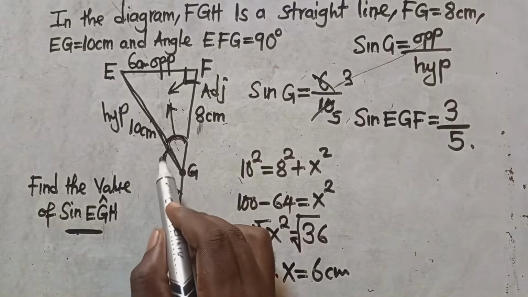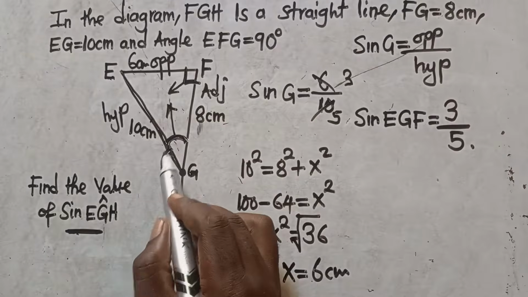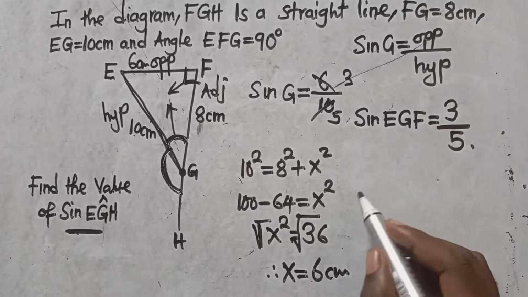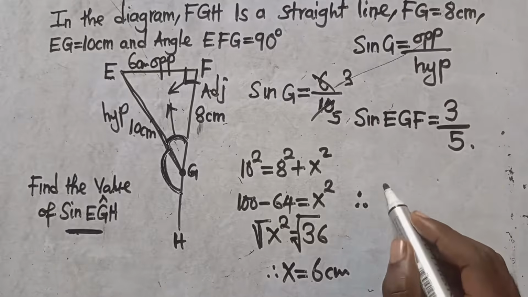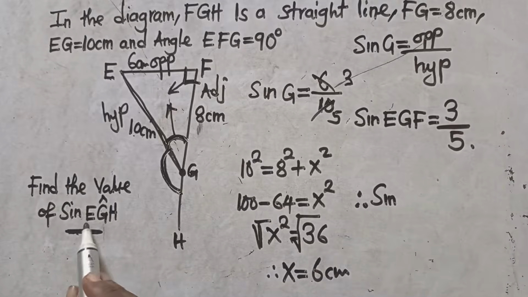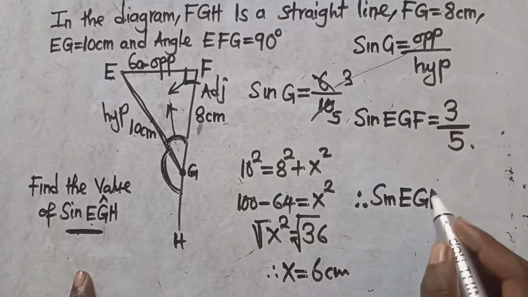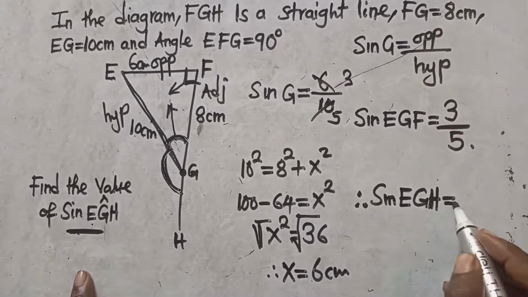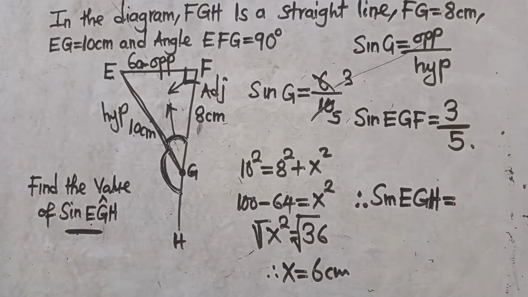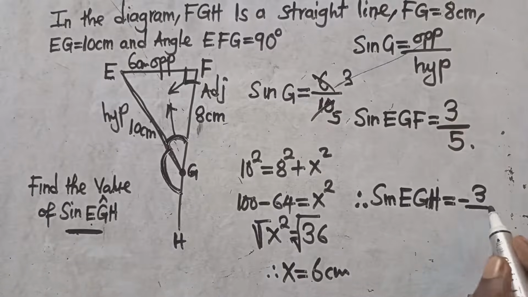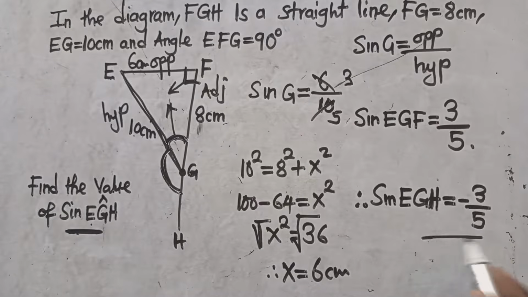But we are asked to find what is outside. What is outside, you just get the negative of what is inside. Therefore, sine EGH, which you are given in the question, is negative 3 over 5. This is your answer. You are done. This is what you are supposed to do.